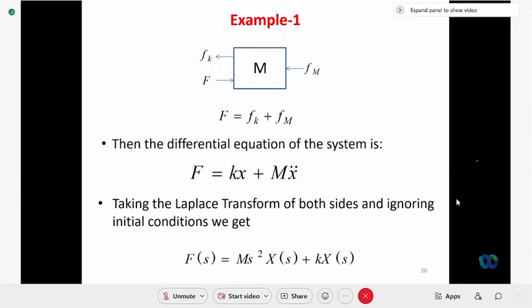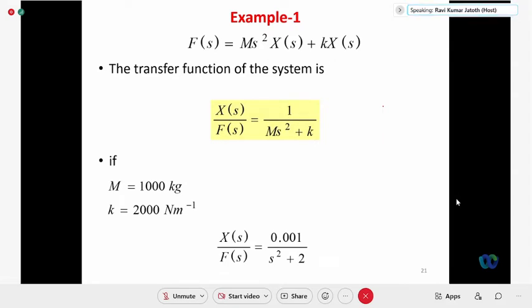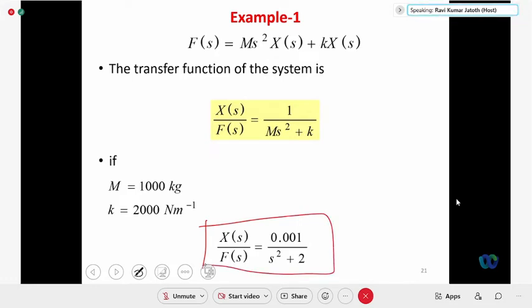F is equal to KX plus MX double dash. So when you apply the Laplace transform on both sides, ignoring initial conditions, that results in X of S by F of S. Output, input is force, output is displacement. So X of S by F of S is equal to 1 by MS square plus K. If M is 1000 kg and K is 2000 newton per meter, given as the spring constant, then the resultant equation would be 0.001 by S square plus 2. This is how the general transfer function looks.